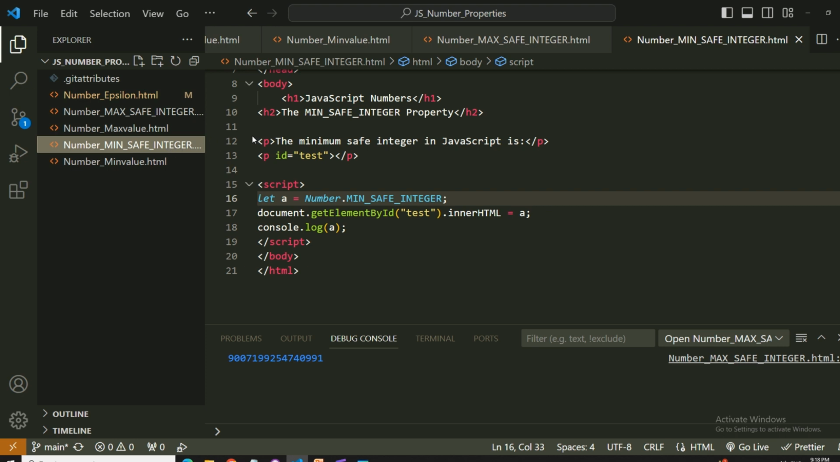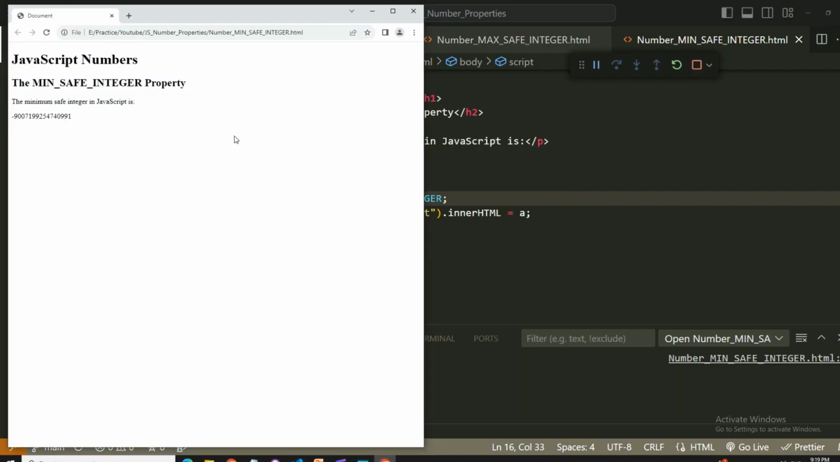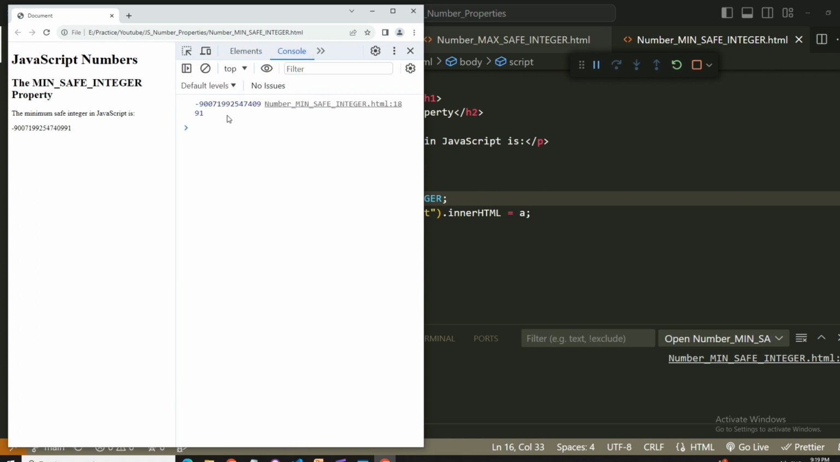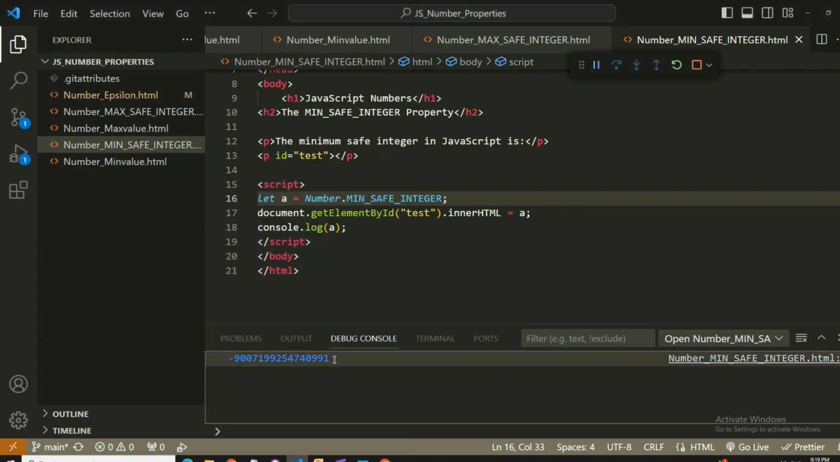Similarly, we will have a look at the minimum safe integer. Now the minimum safe integer is just the opposite, like a negative 2 to the power 53 minus 1. Seeing that in action, that is minus 9007199254740991. Here you go.